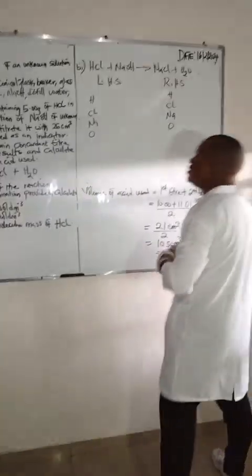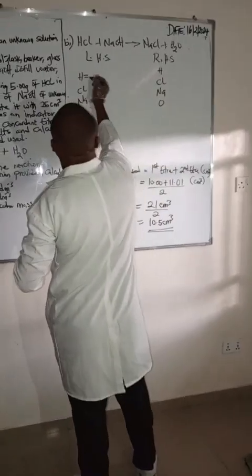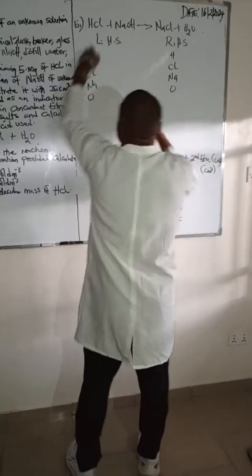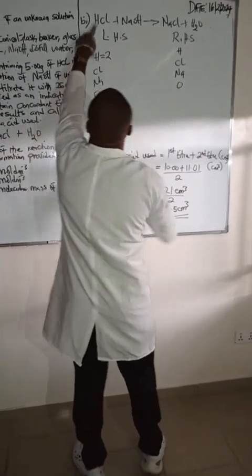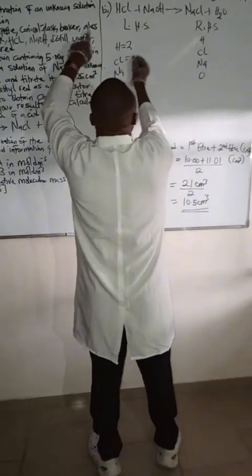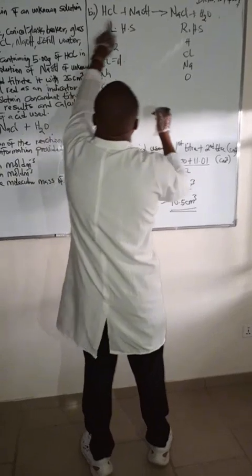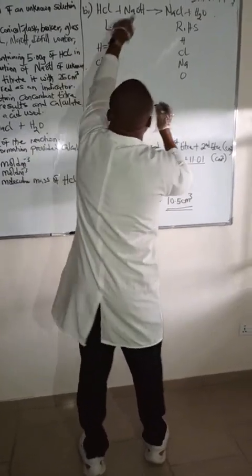Now let's see if that is correct. In the left hand side, how many atoms of hydrogen do we have? 2 atoms. 1 plus 1 is 2 atoms of hydrogen. It is 1 atom of chlorine. Chlorine 1 atom. Sodium is 1 atom.